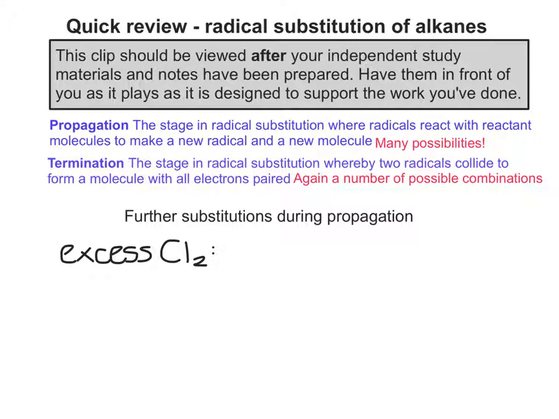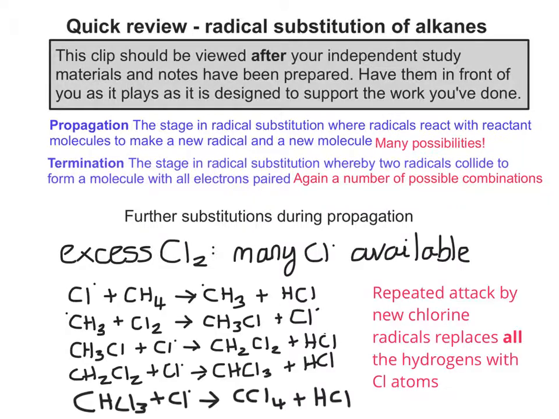So in this case there's excess chlorine at the beginning. So what happens is that there's many Cl radicals available. So basically what happens through a series of propagations is you gradually replace all the hydrogens with chlorines. So you end up with the bottom equation, which is the finishing one. So you get CCl4 plus HCl. At that point, it doesn't go any further.